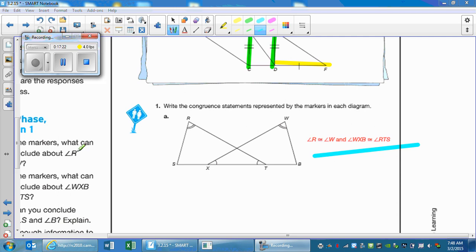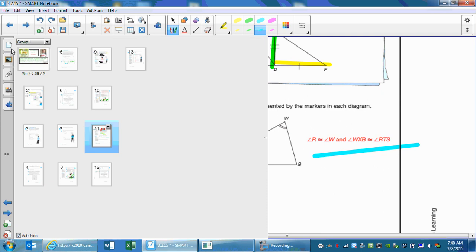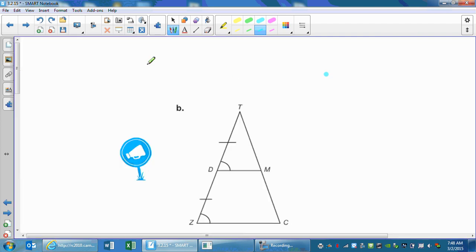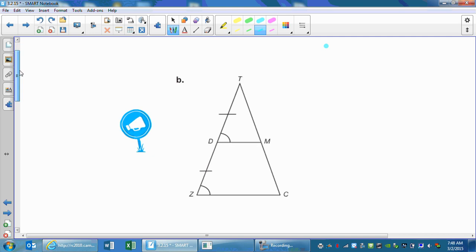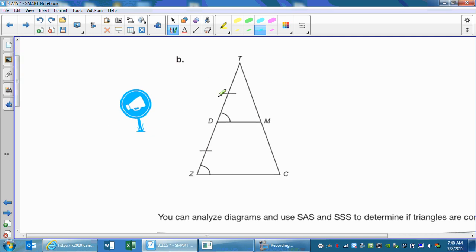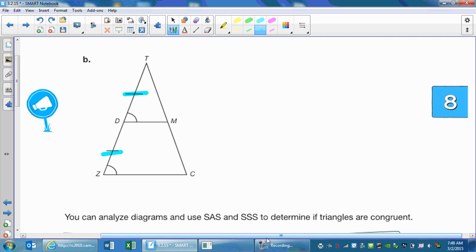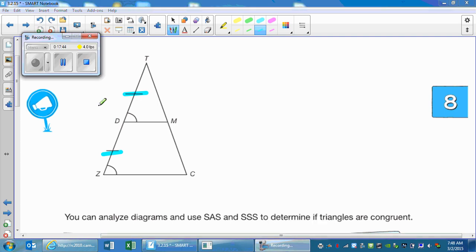Okay, now on the next page is B, and I want you to try B on your own, or with your table, but I want you to pause it and try it before I give you the answers. So try to match up the segments and say they're congruent, and then try to match up the angles and say those are congruent. Try B, press pause, press play when you're ready.